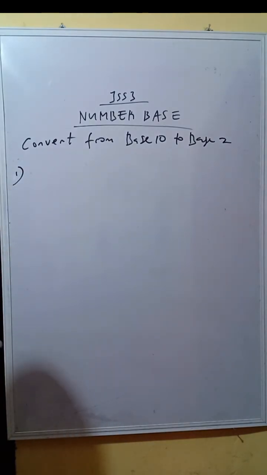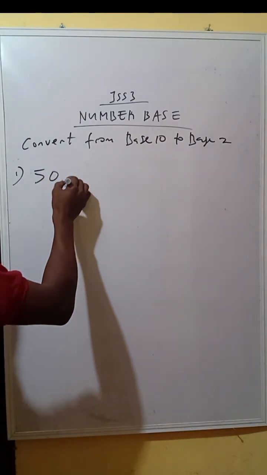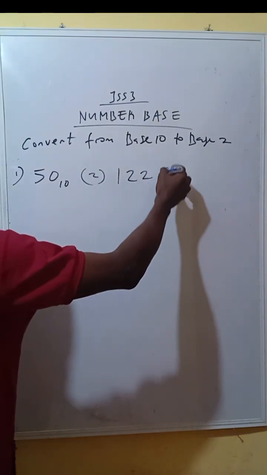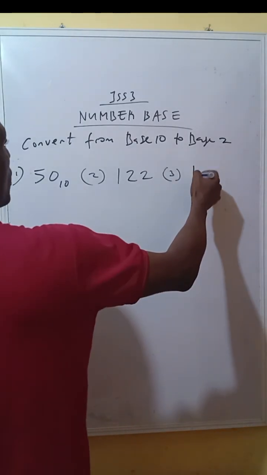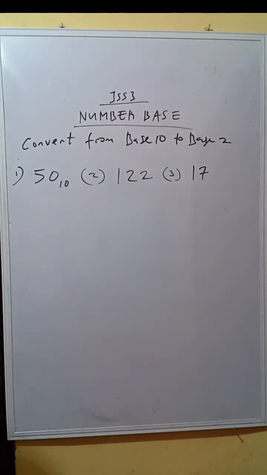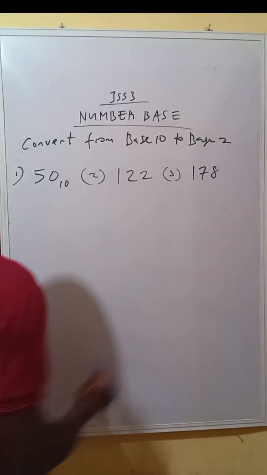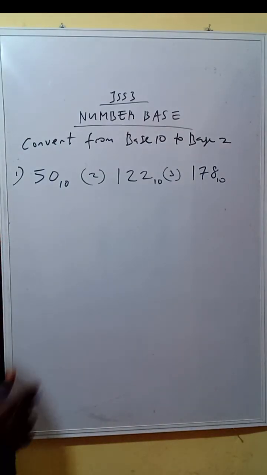So for a number to be in base 10, you can have this. Let's say you have 50 in base 10. You want to convert it to a number in base 2. Let me give you some more: 122, 17, okay, let's leave it as 178. So they're all in base 10. If I don't write this base 10, you should know that it's in base 10 from what I said earlier.